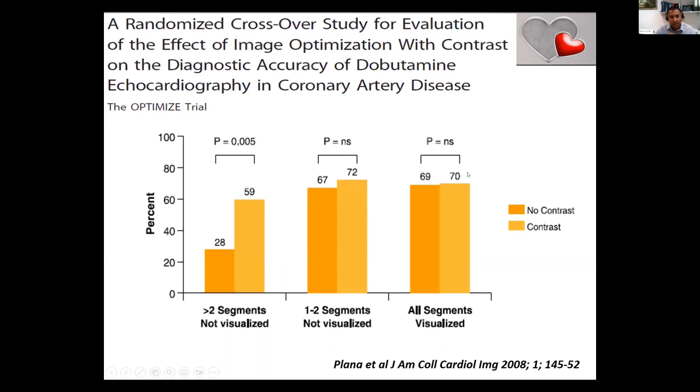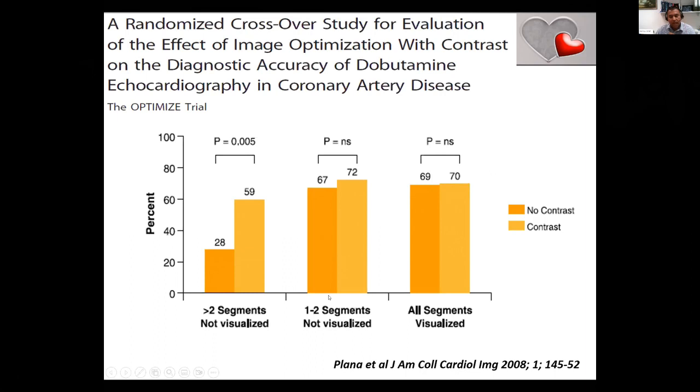They had patients that were prepared to have two stress echocardiograms with and without contrast, and they looked at segment visualization, accuracy of the test, and reader confidence as well. What you can see was that if you could see all of the segments, or just one or two segments that were not clearly seen, there wasn't a significant difference between giving contrast or not. But when you couldn't see more than two segments, there was a very big difference in reader confidence.